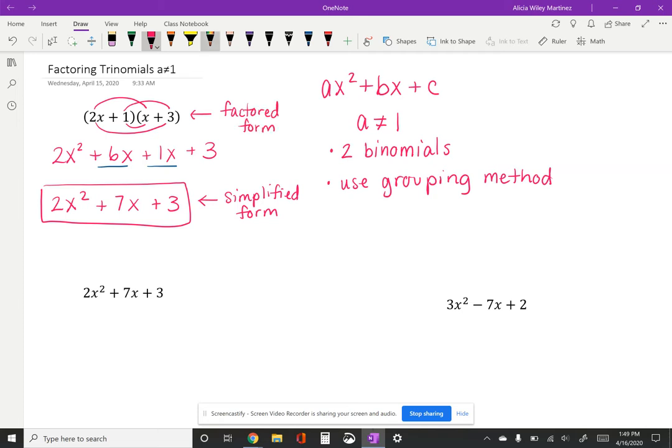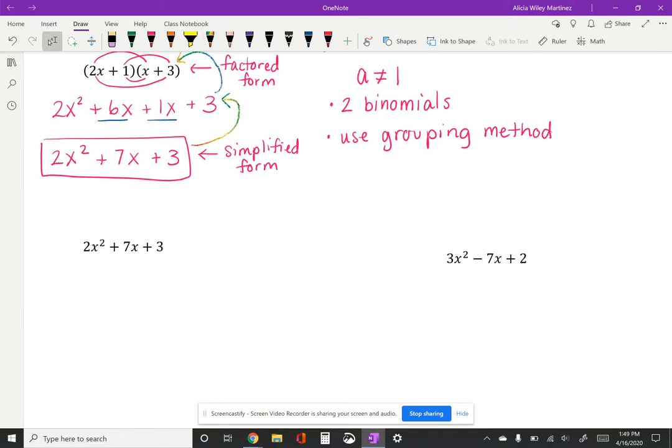And what we are going to be doing today is working backwards. I'm going to show you how to get from this step to this step and how to go from this step to this step. The way that I'm going to show you how to do this is using what's called the grouping method.